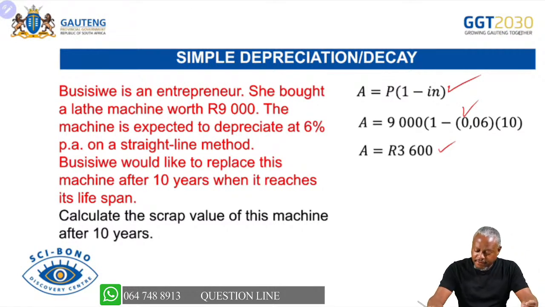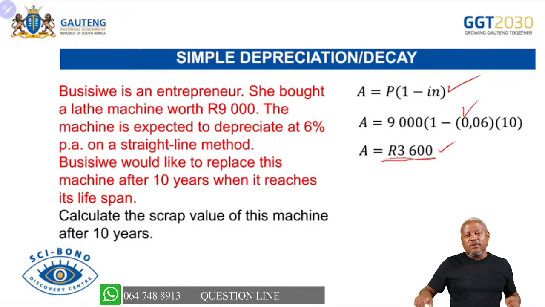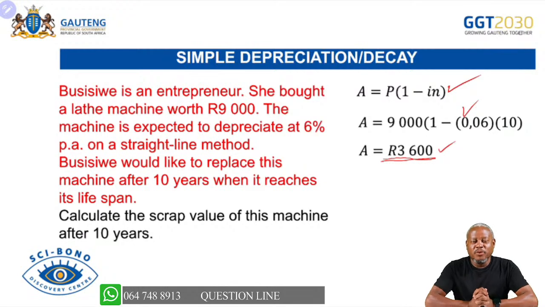So calculate the scrap value of this machine after 10 years. The scrap value will be equivalent to 3,600. Now, if you got 3,600, applause. Keep up the good work. Thank you very much. You did quite well.